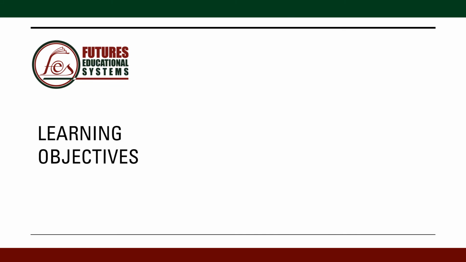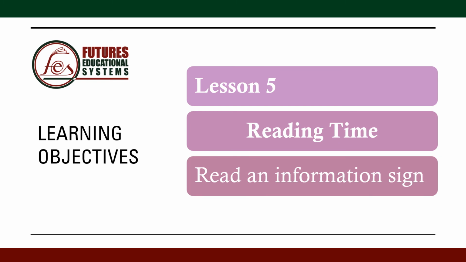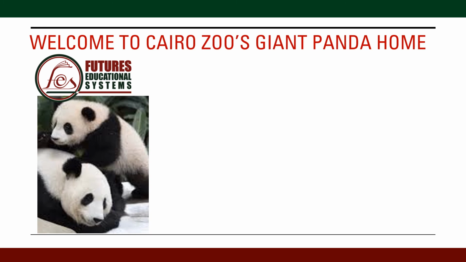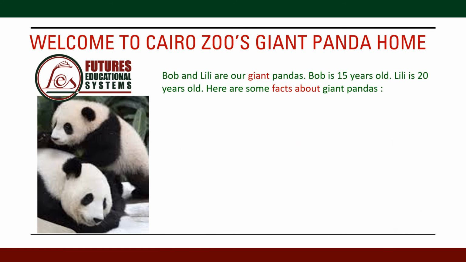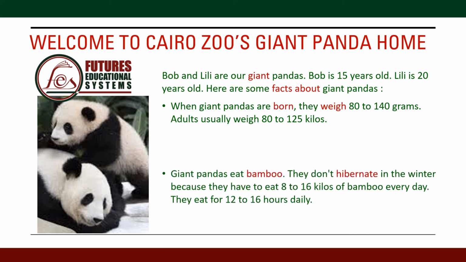Now we're going to move to lesson 5, and the learning objective of the reading time is to read an information sign. Welcome to Cairo Zoo's giant panda home. Bob and Lily are our giant pandas. Bob is 15 years old and Lily is 20 years old. Here are some facts about giant pandas. When giant pandas are born, they weigh 80 to 140 grams. Adults usually weigh 80 to 125 kilos.